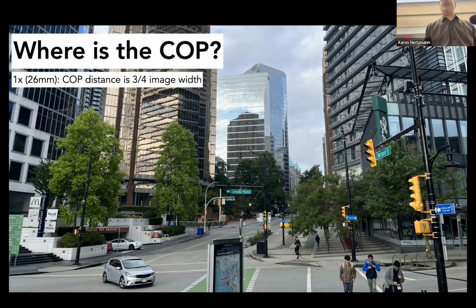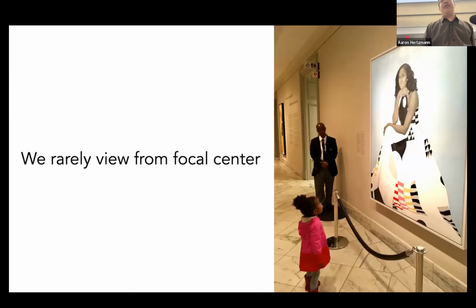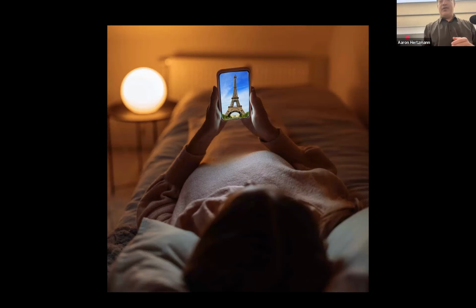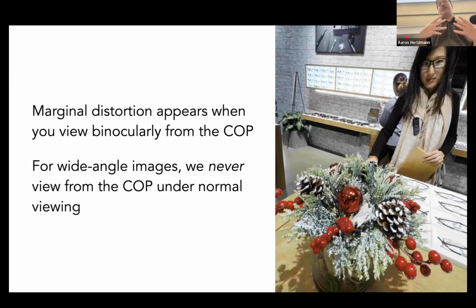So obviously, this is not how we really view pictures. We walk around, look at them from different focal centers. We look at giant faces projected on billboards or huge landscapes projected onto our cell phones. But this idea that we view from the center of projection is really not true. It's just not how we look at pictures at all.